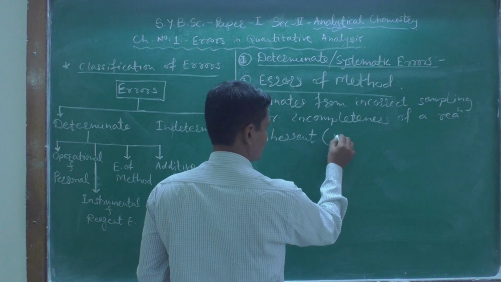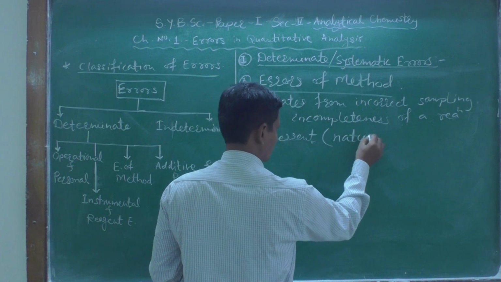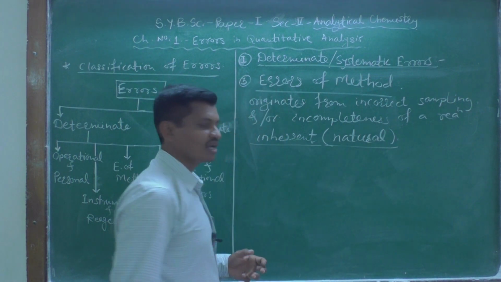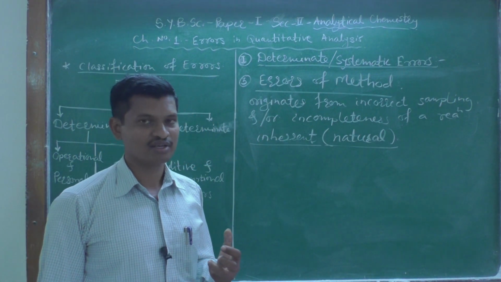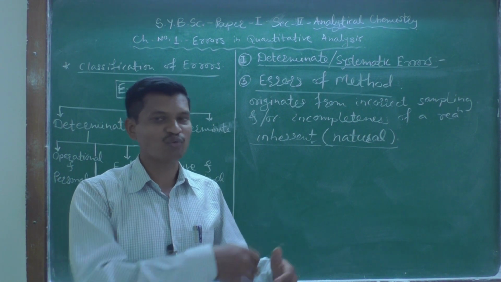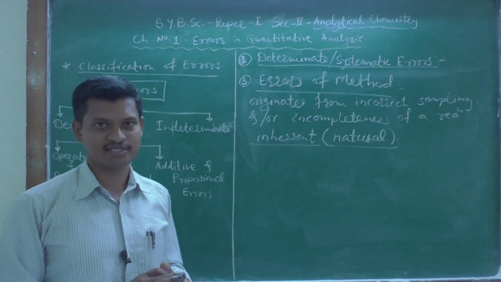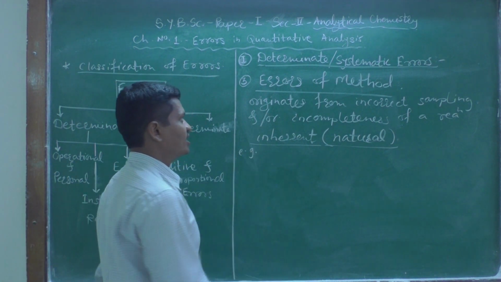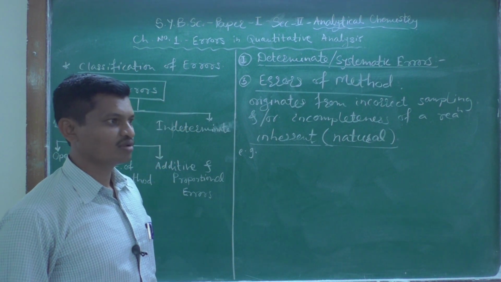So these errors are called inherent. What is the meaning of inherent? Natural. These errors are inherent or natural in nature. They are occurring in the methodology or in the method that we are following for that particular analysis. Okay. For example, what are the examples of errors of method?